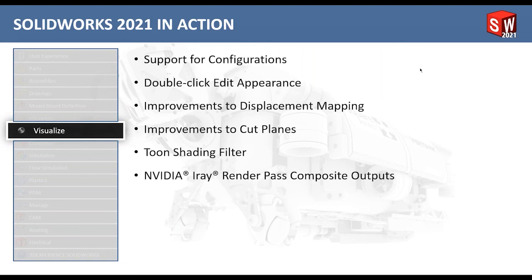So moving on to Visualize 2021, these are some of the things that we're going to be going over. There's support for configurations, very similar to the sense of Composer. Double-click edit appearance, improvements to displacement mapping, improvements to cut planes, a new toon shading filter, and NVIDIA iRay render pass composite outputs. So let's start taking a look at that.